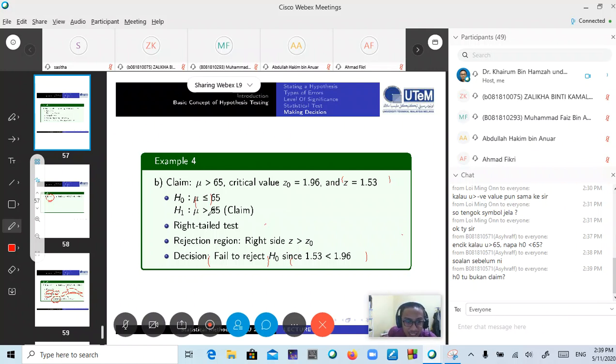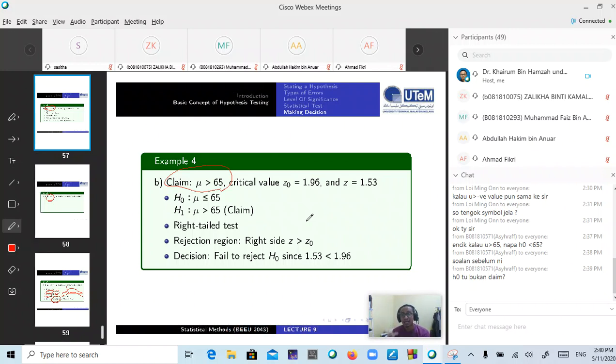If your H0 is greater than, no, H0 is not the claim, because your claim here is mu greater than 65. The question clearly states the claim mu greater than 65. The claim refers to the H1. Refer to the question. The claim does not necessarily sit at H0. It can sit at H1. So we refer to your question. If your question says claim, then that is it. Yes, the claim is from the information given in the question. But look, does your claim have an equal sign or not?